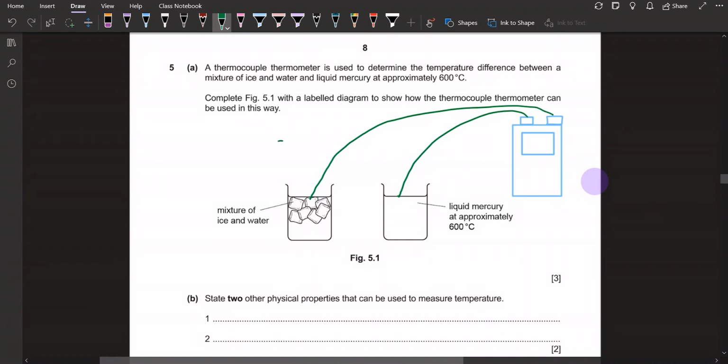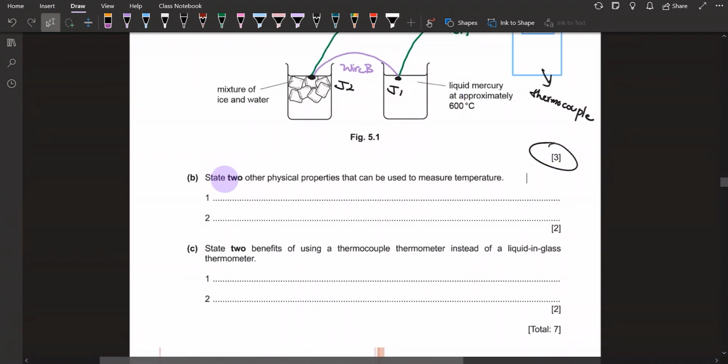Both of them are going to be wire A. This is going to be wire A as well, and the wire B is going to go from the mixture of ice and water to liquid mercury. This is going to be our wire B, and this is how you draw a labelled diagram for a thermocouple thermometer. And we can even write here, this is our thermocouple, and these are our 2 junctions. This is junction 1, and this is going to be our junction 2, and we are going to get 3 marks for this.